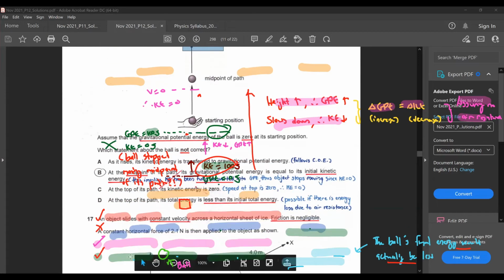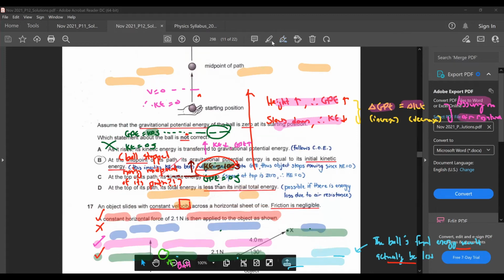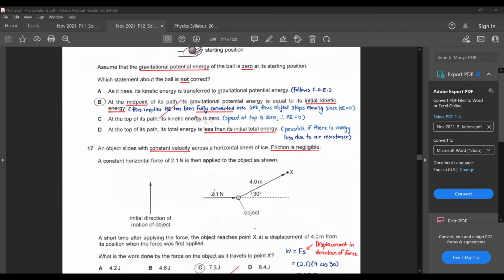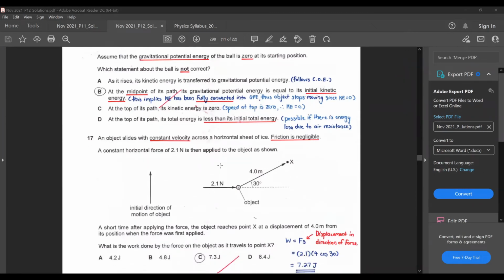Okay, so that one is number 16. Then let's move to number 17. An object slides with constant velocity across a horizontal sheet of ice. Friction is negligible. A constant horizontal force of 2.1 Newton is then applied to the object as shown. A short time after applying the force, the object reaches point X, a displacement of 4 meters from its position when the force was first applied. What is the work done by the force on the object as it travels to point X?